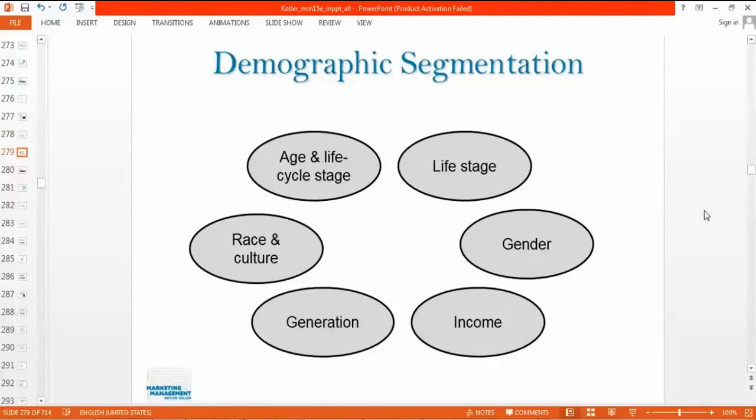So there are also demographic segmentations. Ages, life stages, from single, married, and then small family, and then big family. Gender, male, female, but currently it is quite ambiguous because there are now several genders available. And then income, high income, mid income, low income, generation, race, culture, life cycle, state and age. You can also combine the demographic segmentations, like male with high income, male with low income. Sometimes people use that too.